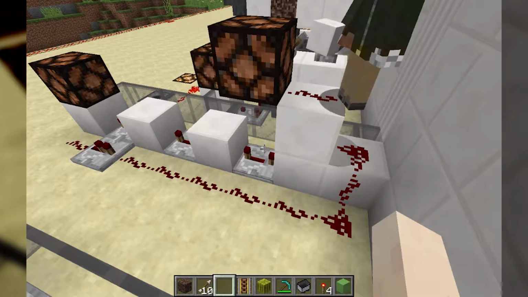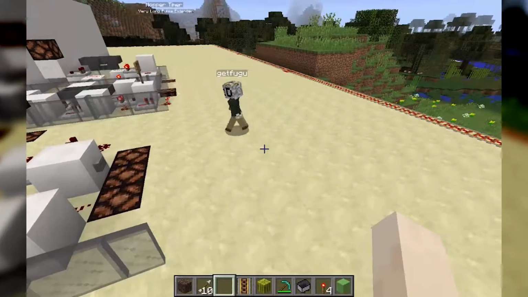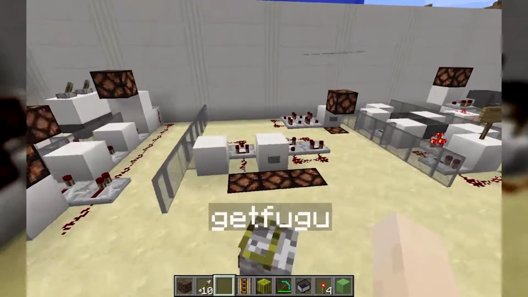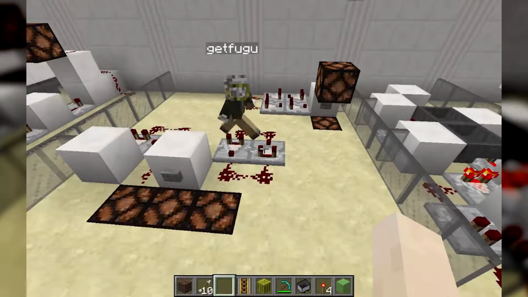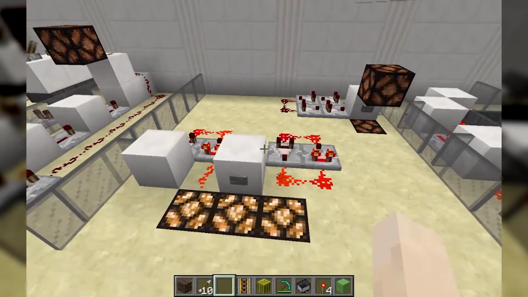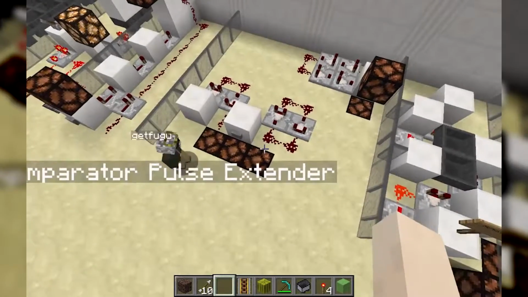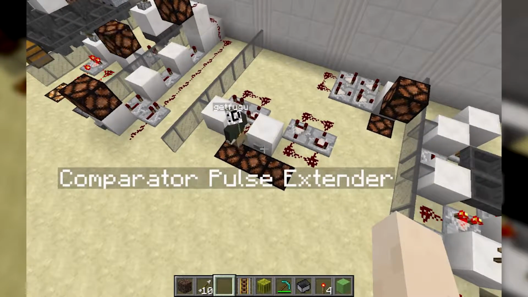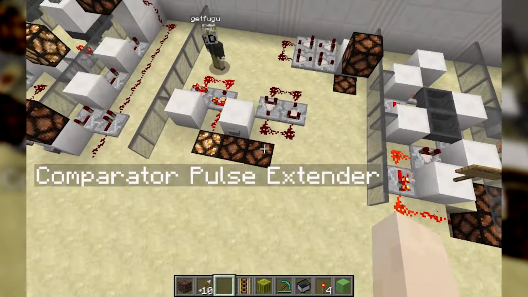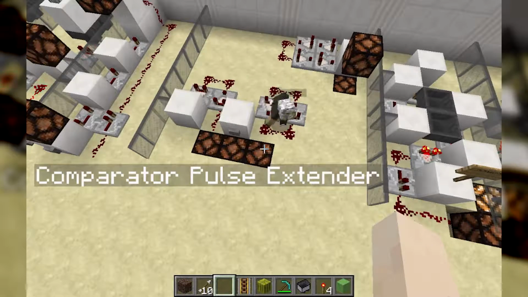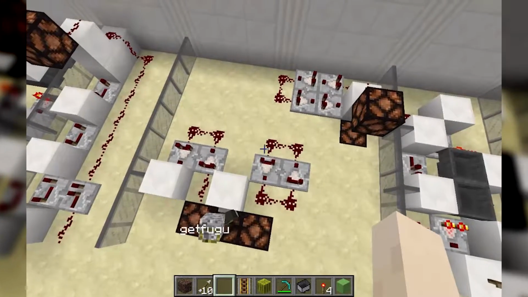So, but we can make much better versions with comparators. Comparators are expensive because they take quartz, but we can make better versions. So this is an example of 2 pulse extenders using comparators of varying length. Let's see that one more time from a bird's eye view. So this one doesn't take quite as long. This one takes a longer time, and then this lamp in the middle is just being powered by the button.